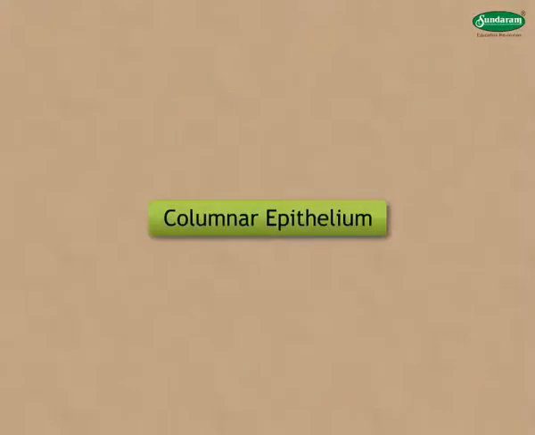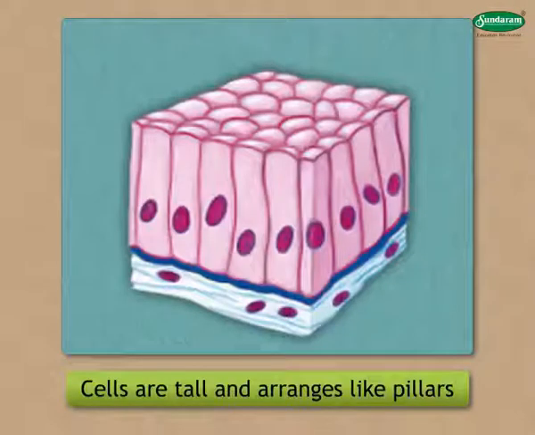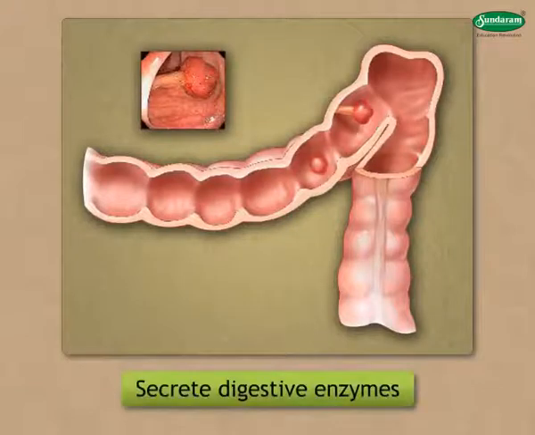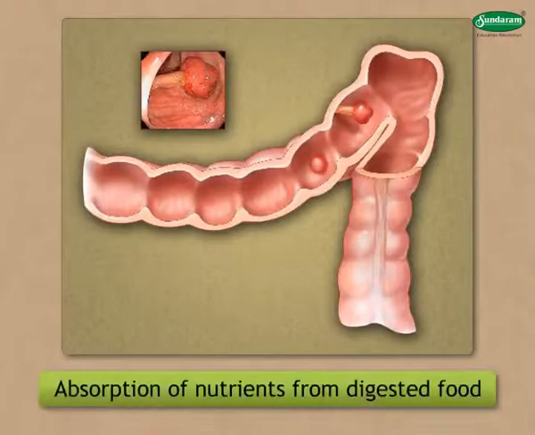3. Columnar epithelium. These cells are tall and are arranged like pillars. They are found in the inner lining of the intestine. They secrete digestive enzymes and perform the function of absorption of nutrients from digested food.